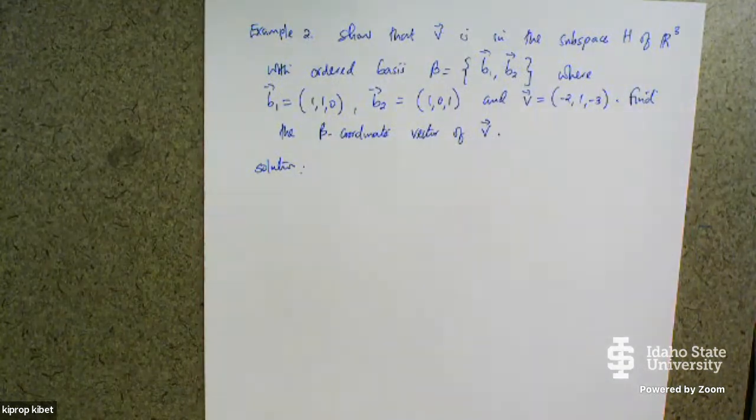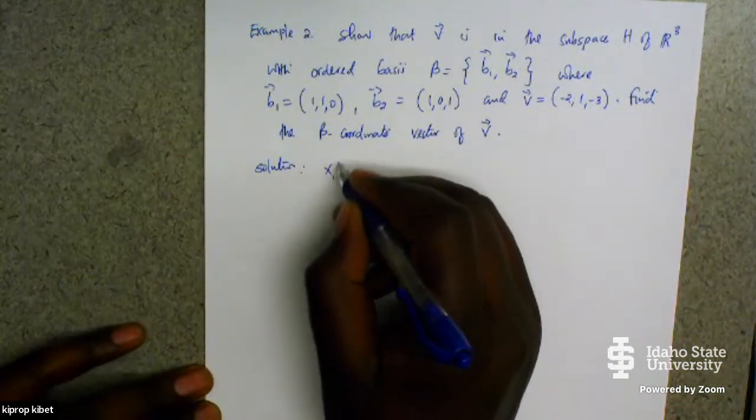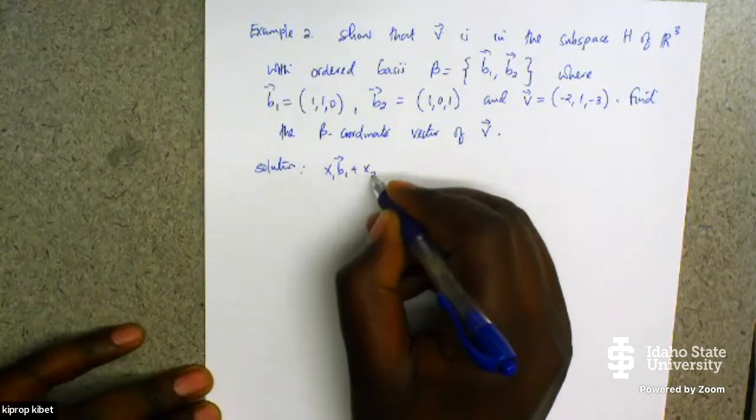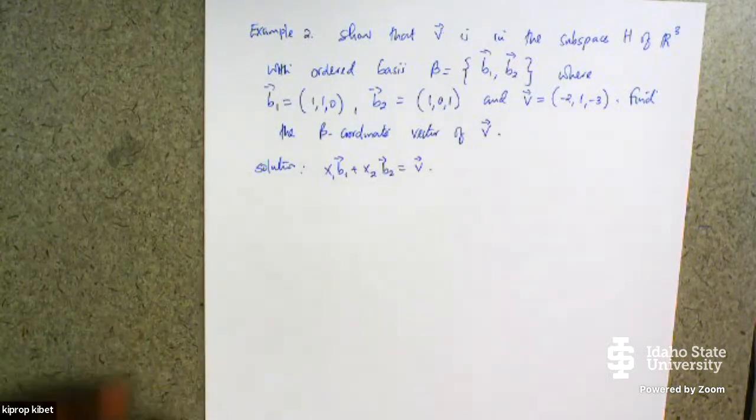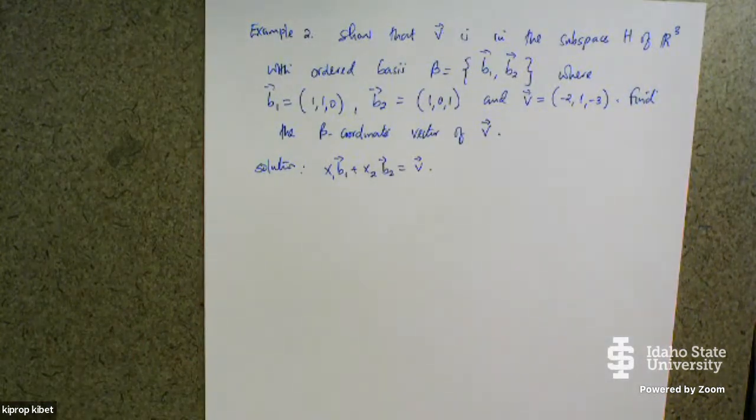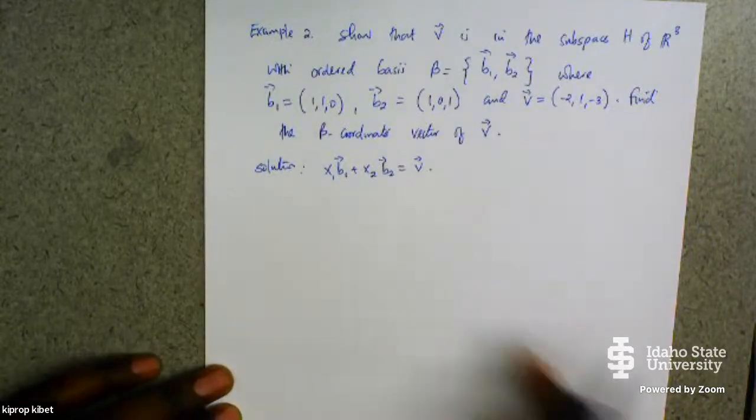In this case, we just want to show that x1 b1 plus x2 b2 is equal to v. So we already have b1 and b2. To show that this is actually equal to v, we need to put it in augmented matrix form, and then reduce to see whether it is consistent.